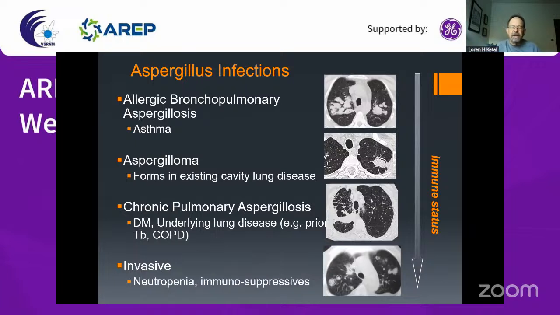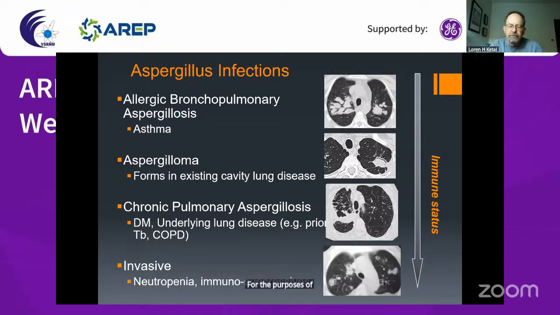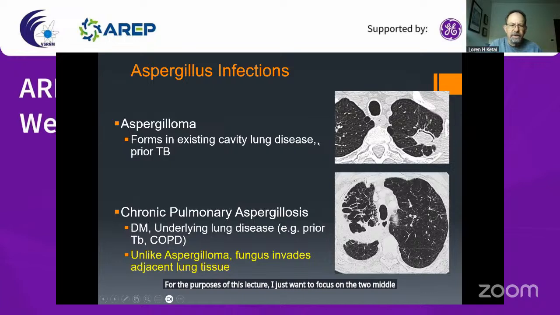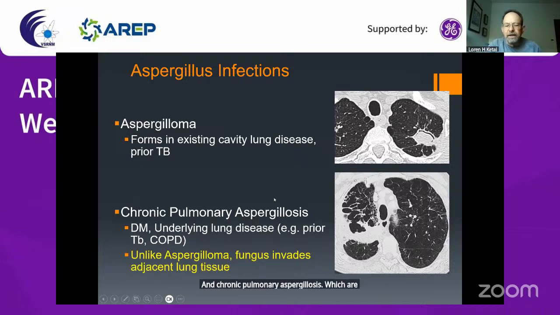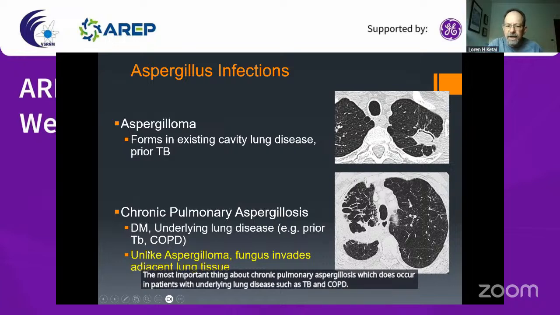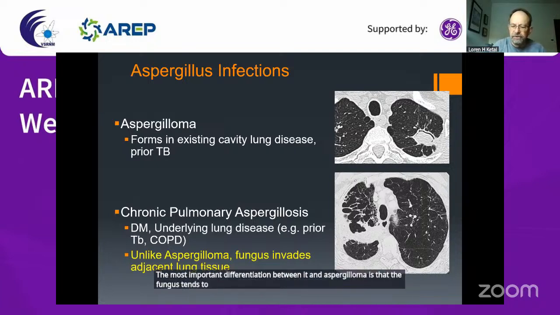I'd like to close by just mentioning aspergillus, which is a complicated topic and could be a lecture unto itself. But the important thing to remember about aspergillus is that its manifestations are going to be dependent on the level of your immune system activity. For the purposes of this lecture, I just want to focus on the two middle forms, that is aspergilloma and chronic pulmonary aspergillosis, which are closely related. The most important thing about chronic pulmonary aspergillosis, which does occur in patients with underlying lung disease, such as TB and COPD, and the most important differentiation between it and aspergilloma, is that the fungus tends to invade adjacent tissue.